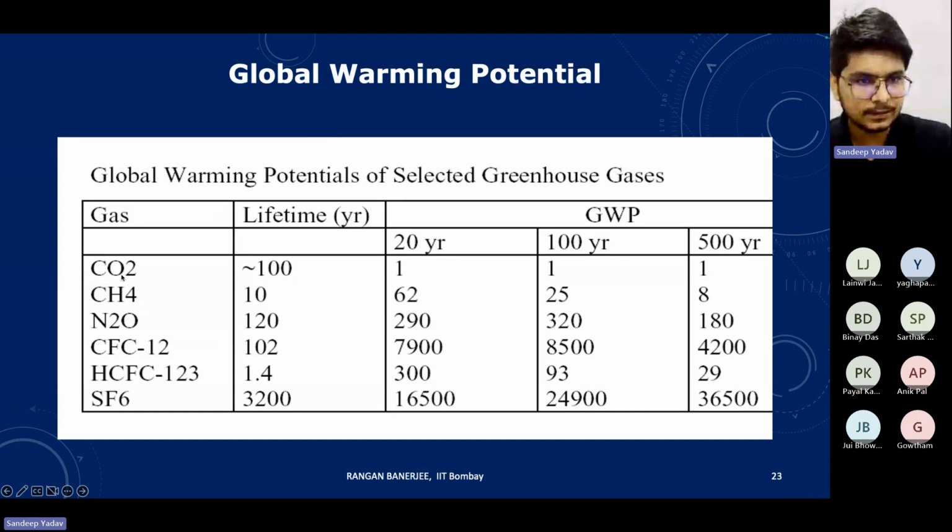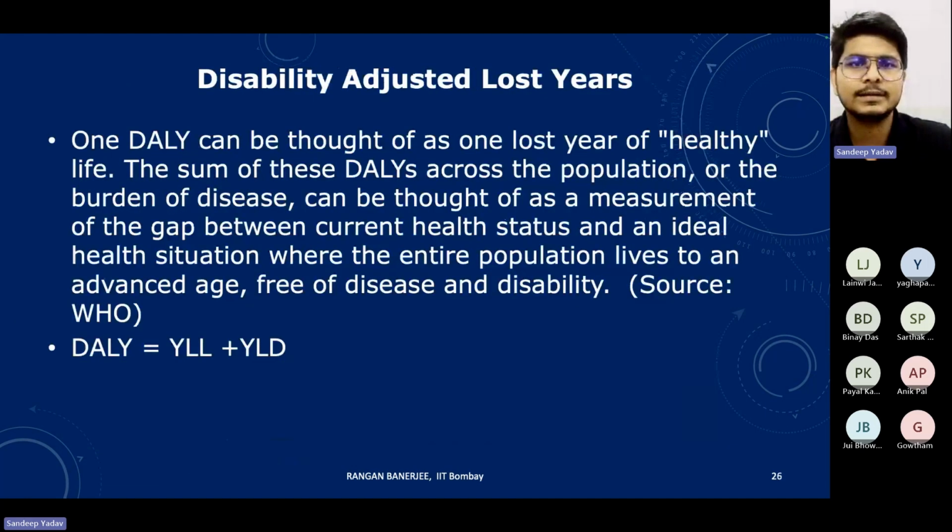So global warming potential is compared with the GWP of CO2 as one. If we see the global warming potential for 100 years, CO2 is one. Compared to CO2, CH4 has 10 times more global warming potential, and N2O has 120 times more global warming potential. And if you see CFCs, HCFCs, and SF6, these are the general refrigerants. They have far more than one as compared to the CO2 global warming potential. Now, moving ahead.